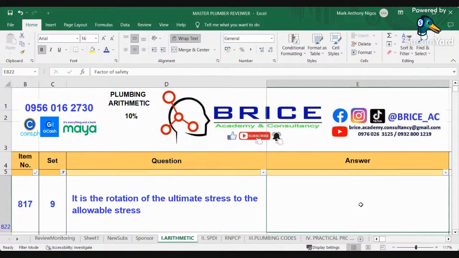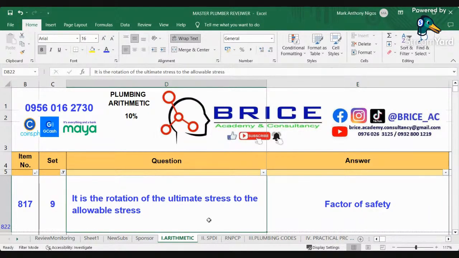817. Is the ratio of the ultimate stress to the allowable stress. The answer is factor of safety. Is the ratio of the ultimate stress to the allowable stress.